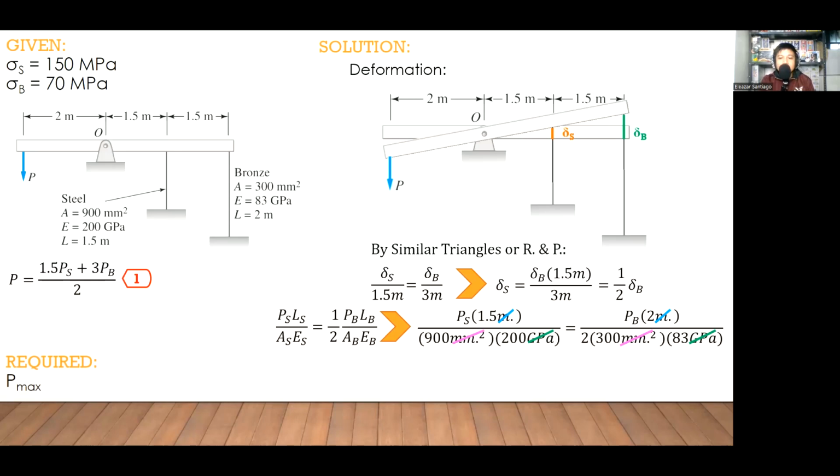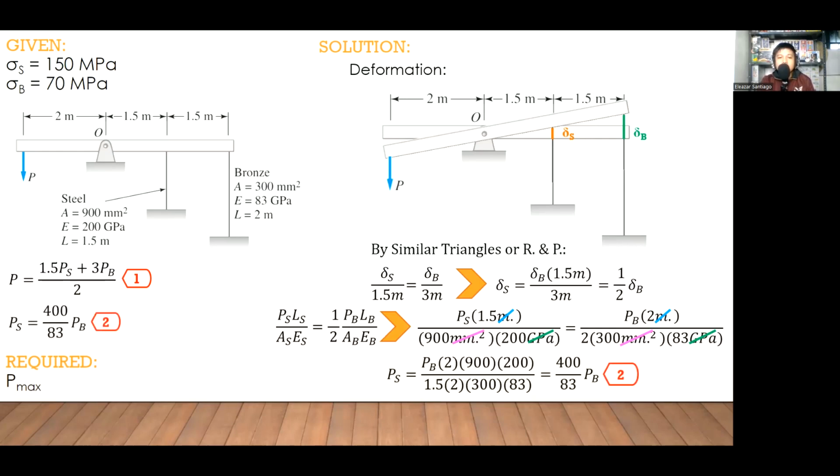And cross multiply all the factors of P sub S, so for the numerator and the denominator. Updating now our relationship, our P sub S is equal to P sub B with the factor that is 2 times the cross multiplied values, which are 900 and 200, so divided by 2, then multiplied with our factor that is 1.5, then times the values of the area, that is 300, and E, which is 83. Thus, for our final relationship, we have P sub S is equal to 400 over 83 of our P sub B, our working equation number 2.